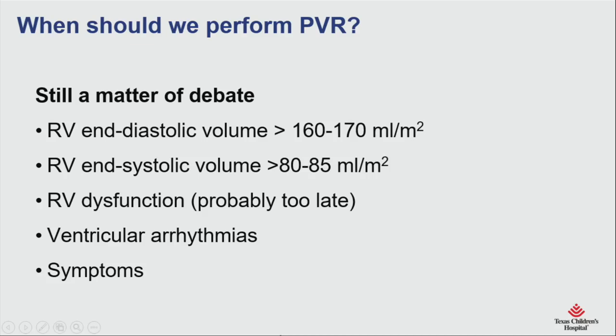So when should we perform pulmonary valve replacement? Again, a matter of debate. You're going to find as many answers as you're looking for. RV end-diastolic volume probably somewhere about 150 to 170 cc's per meter squared. RV end-systolic volume probably somewhere between 80 to 85. If you have right ventricular dysfunction, you're probably too late for that. And same for ventricular arrhythmias and symptomatology.